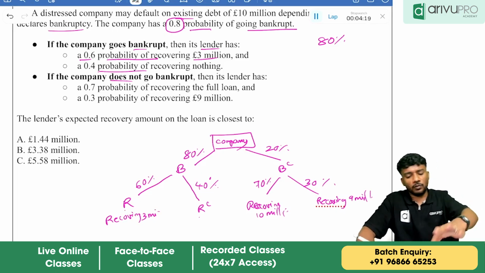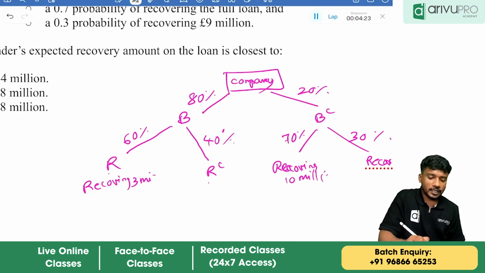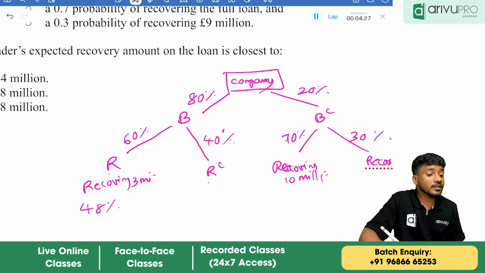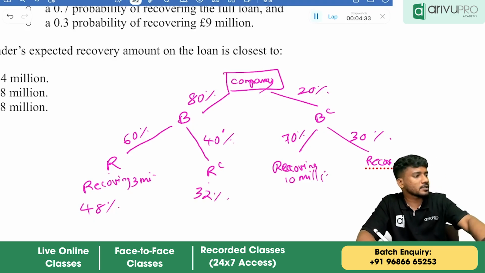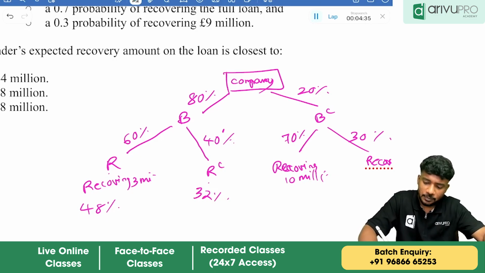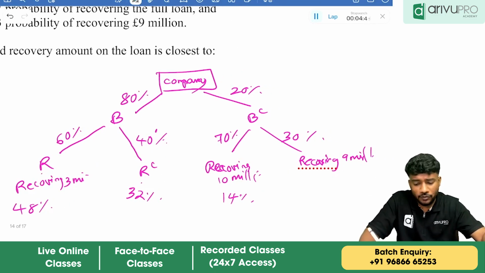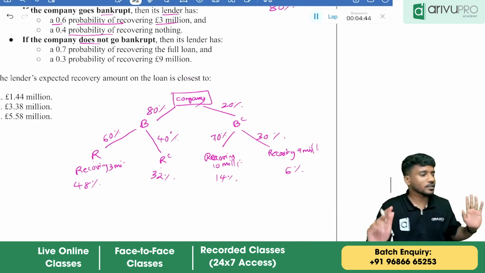Now I will tell you one by one. 80 into 60 will give you how much? 48, correct, 48%. Then 40 into 80 will give you 32%. Then 70 into 20 will give you 14%. Then 30 into 20 will give you 6%. So these are the values. Now we found the probability of everything.